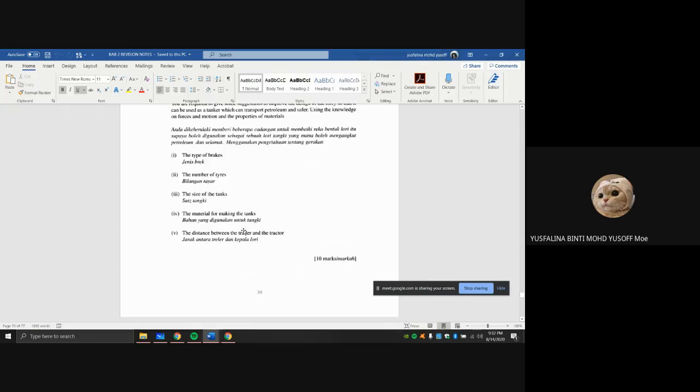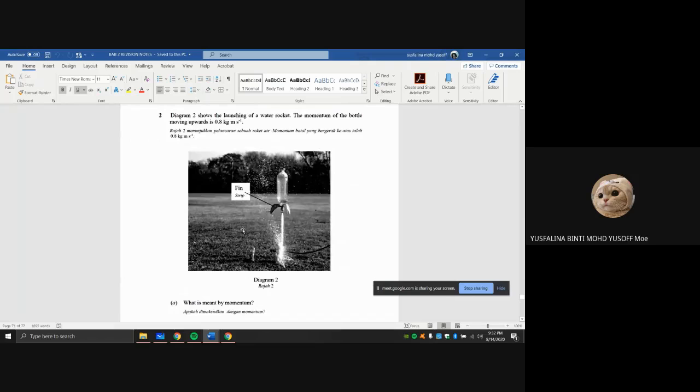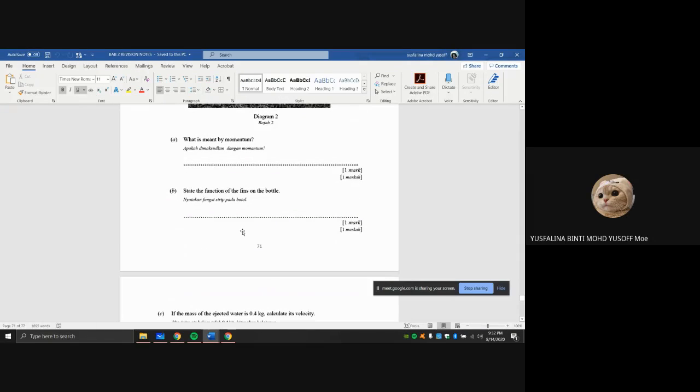Okay, for number two, actually we already discussed this in the online class before. What does it mean by momentum? You can see they always repeat the same question. Momentum is mass multiplied by velocity. What is the function of the fins on the bottle rocket? To increase the stability.